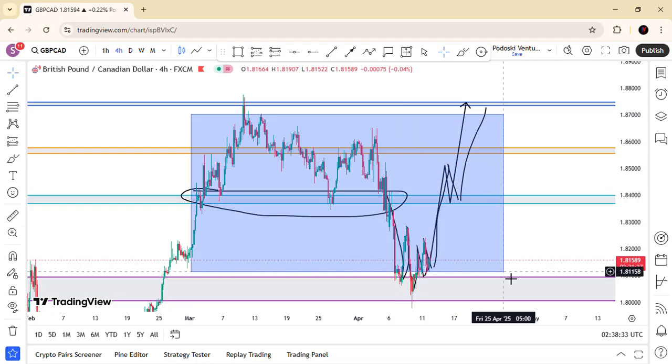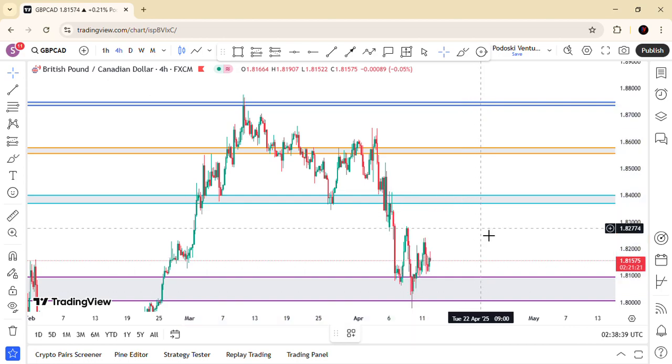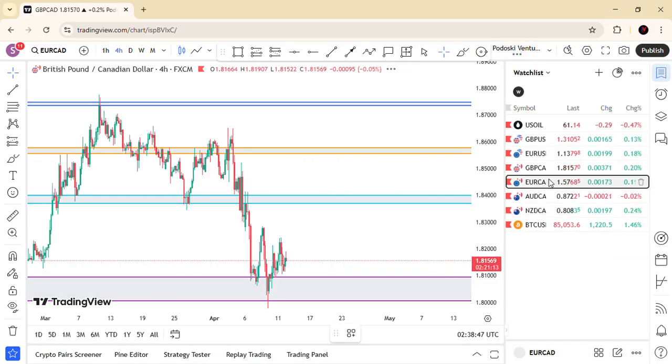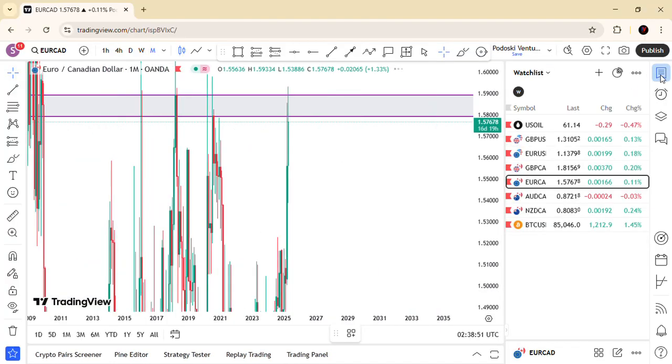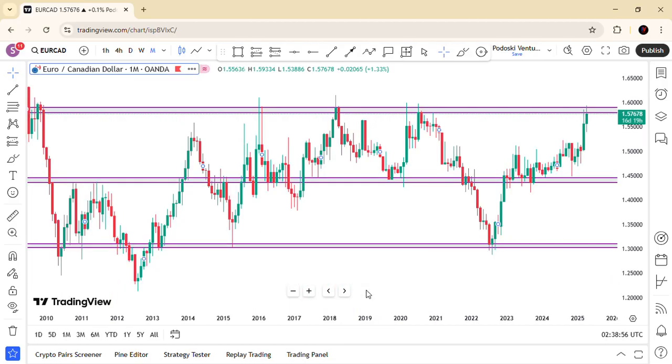On to the next pair. The next pair on the list is EUR/CAD.